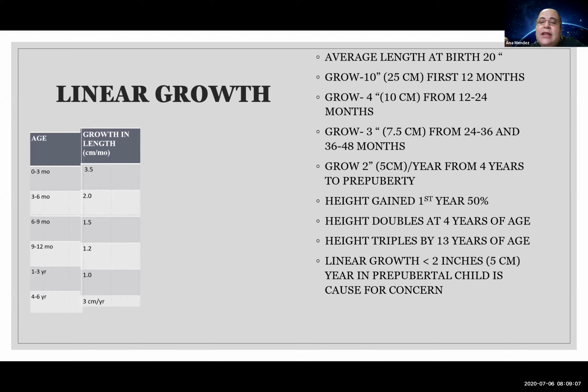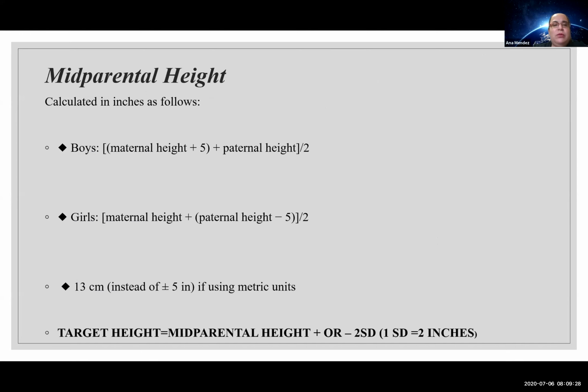The height is increased or gained like 50% in the first year. It doubles by 4 years of age. It triples by 13 years of age. And linear growth less than 5 centimeters or 2 inches per year in a pubertal child is of concern, that you should be familiar with.